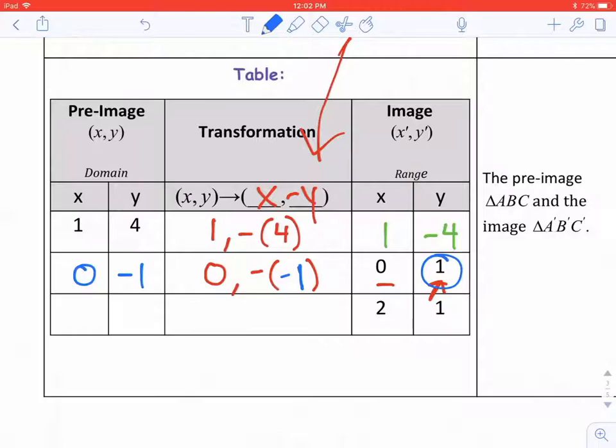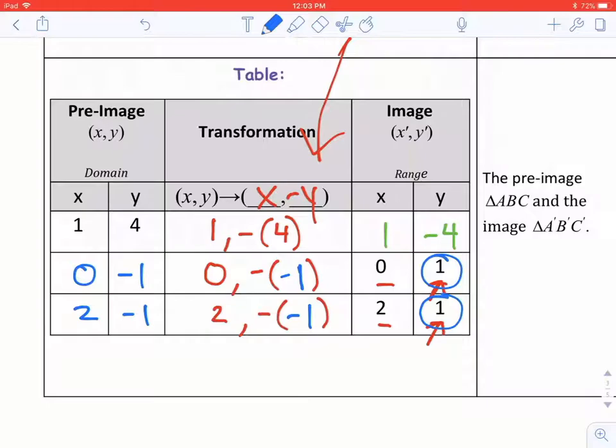Now let's look at the next row. It's similar because we're given the range and we have to figure out our domain values. So if we're given 2 and 1, and we know that x stays the same, it had to have been 2 for our pre-image. And then the 1, again, think of what would help us to come up with a positive 1 if we had to change the sign of our y value from the pre-image. So that would have had to have been a -1, so that a -1 gives us this value of +1 again.